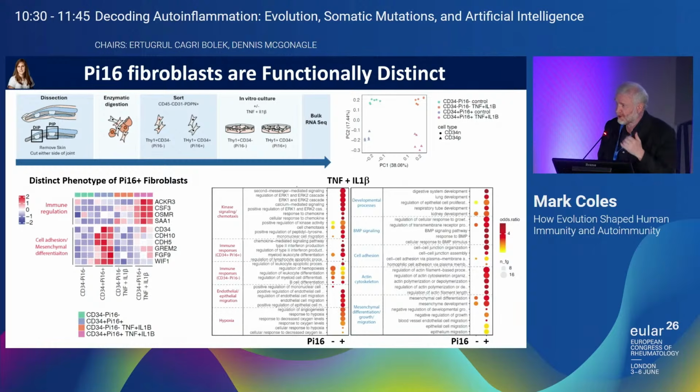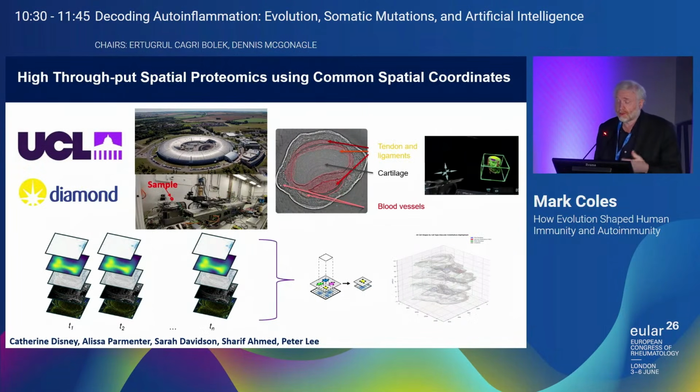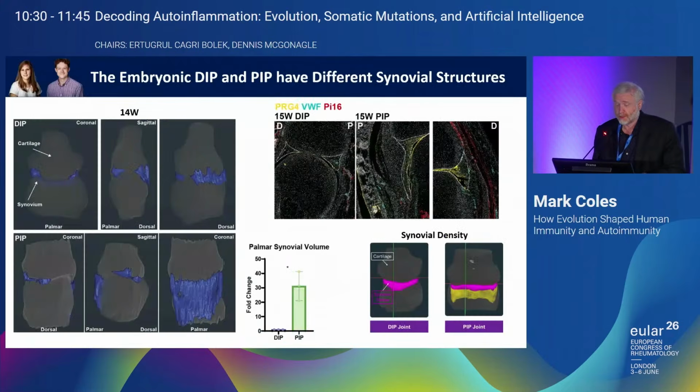So we believe, as I said earlier, that there's a big difference between the PIP and the DIP joint, and we wanted to look at this in 3D. To do this, we went to the Diamond Synchrotron and worked with Peter Lee, Sharif Ahmed, and colleagues, looking at the three-dimensional structure. We use the synchrotron energy to image through the sample in 3D. We then wanted to see whether there is a difference between the PIP and DIP joint.